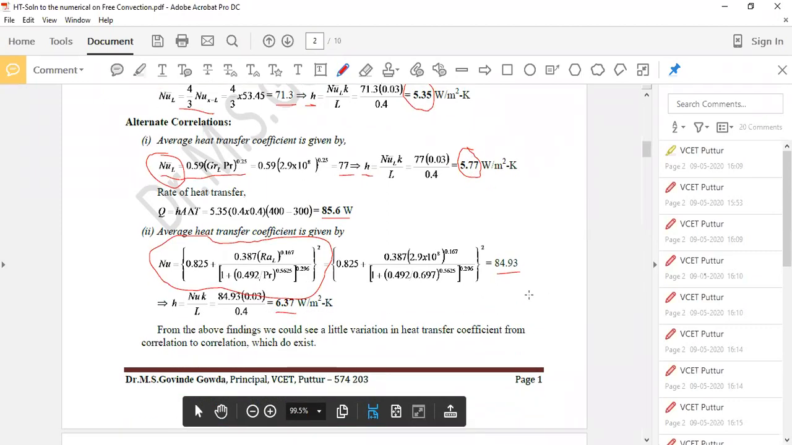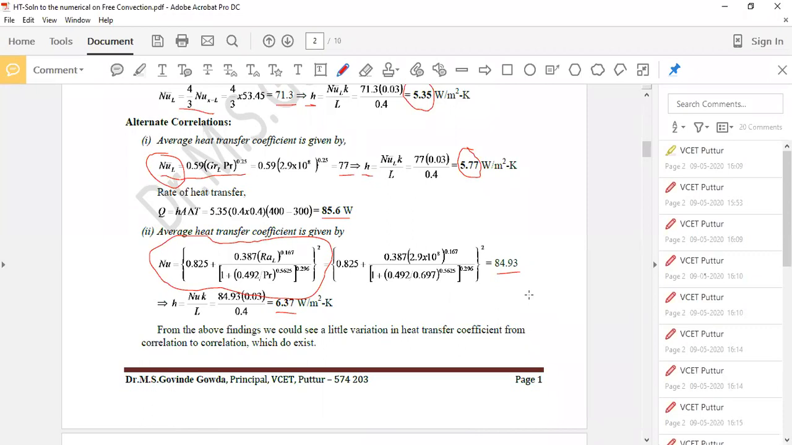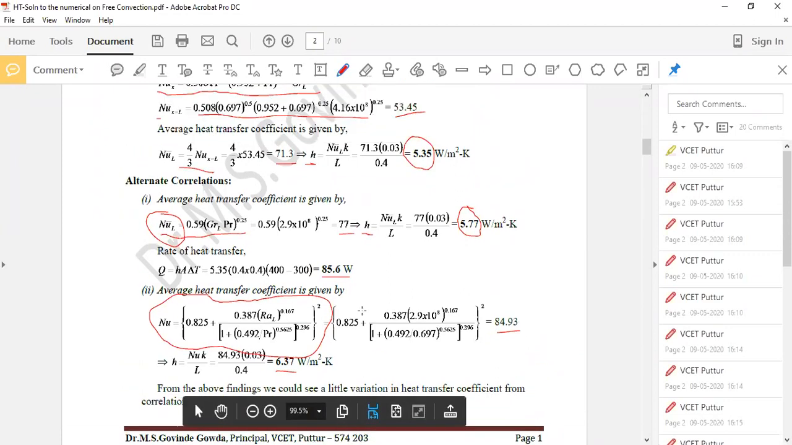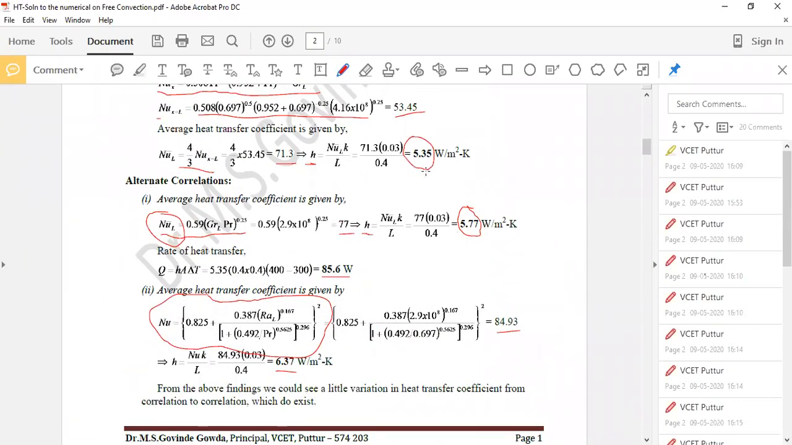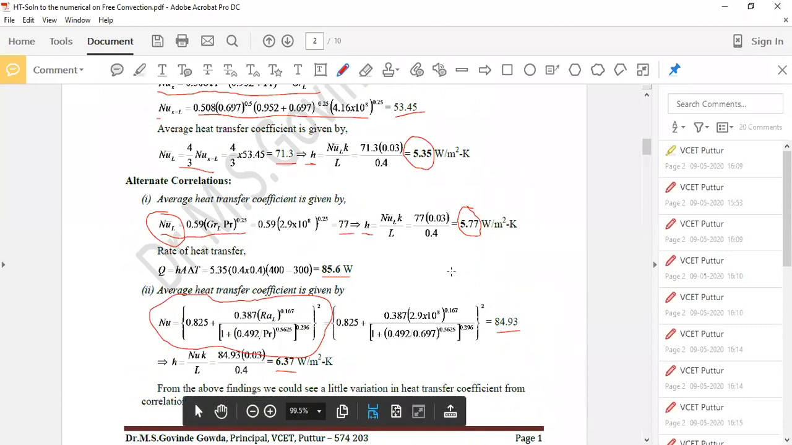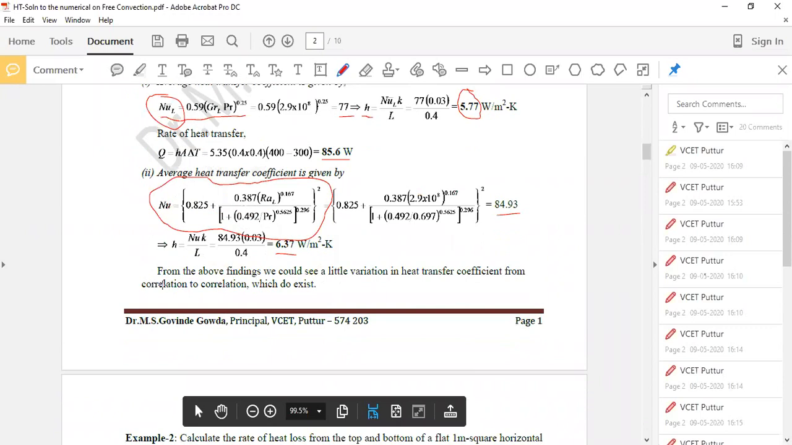So no doubt, no one will give the same average heat transfer coefficient or the same value, but there will always be little variations from correlation to correlation. Therefore, one can use the appropriate correlation, and you cannot insist that only this correlation be used. It is left to the reader or the students to use whichever they feel they can use. So that is what is mentioned here.